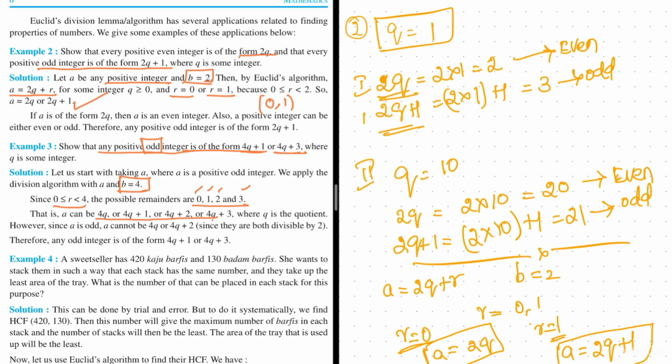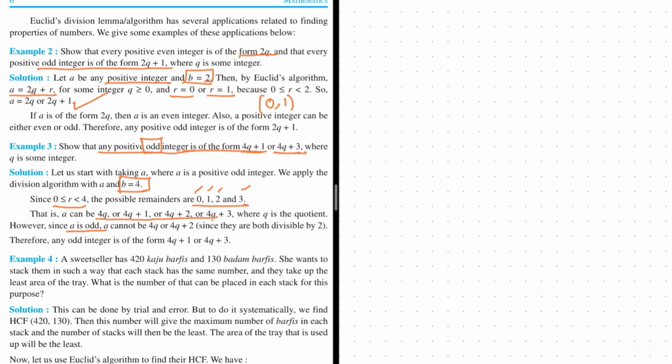But however, since a is odd, a has to be odd. So in that condition, a can have the forms 4q, 4q plus 1, 4q plus 2, 4q plus 3. It can have all these conditions.